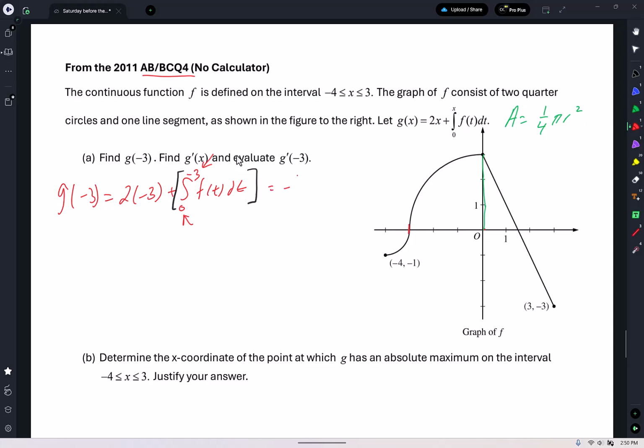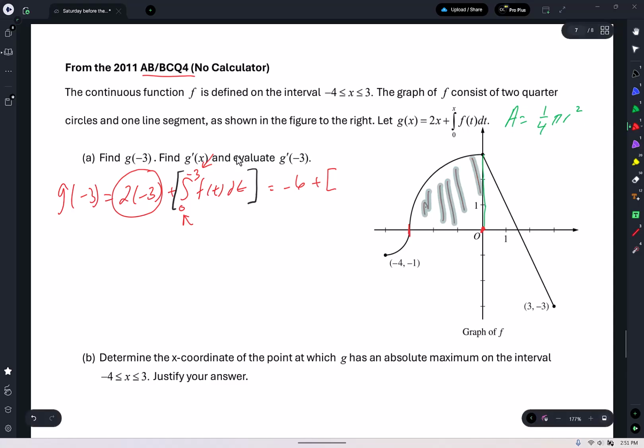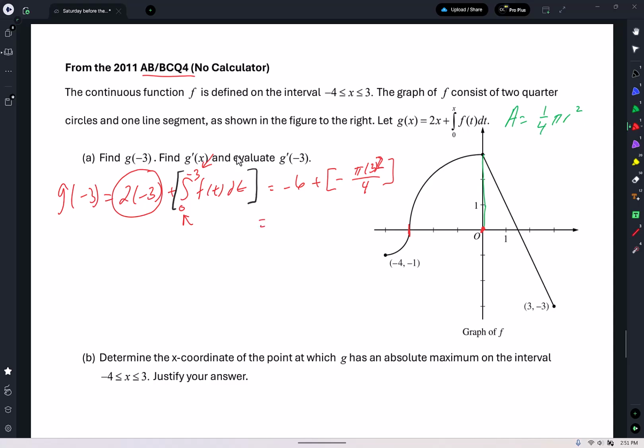So I'm going to go -6. That -6 is this guy. Plus, bracket, and it's just the area of this, pi r squared divided by 4. And remember, we're counting backwards, so we're going to put a negative on the outside because, yes, the area is above the x-axis, but I'm counting backwards from 0 to -3. So since it's above the x-axis, I'm going to put negative, and I'm going to go pi, and then the radius is 3, so 3 squared divided by 4 because it's a quarter of a circle. So what's my answer? -6 minus 9 pi over 4. And there it is. Leave it alone.